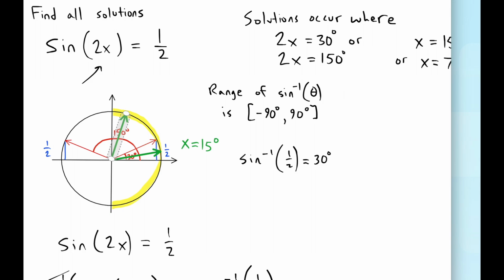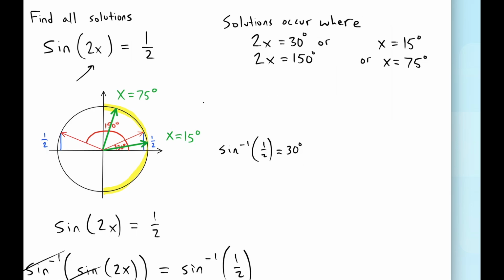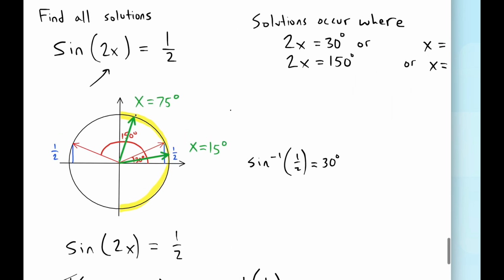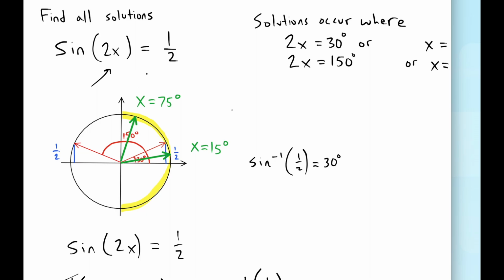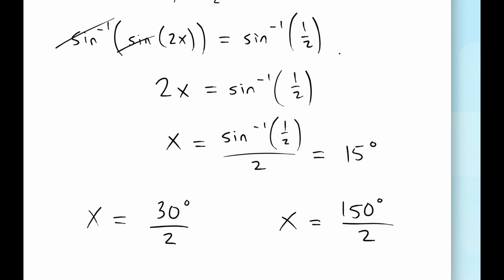I'm going to draw both of those solutions here. But it's possible that there could be even more solutions. So we might think about what other angles could satisfy these conditions. So our solutions could really be described as x equals 30 degrees over 2 and also 150 degrees over 2. But there are more possible answers as well.